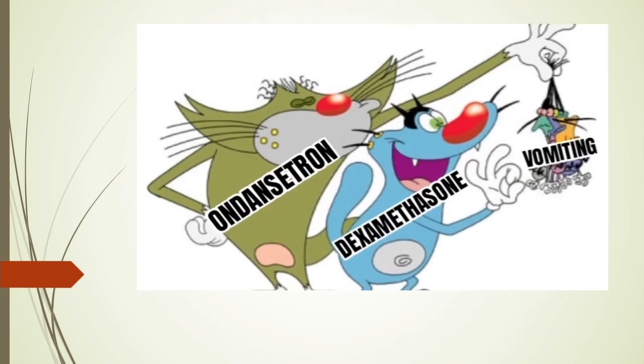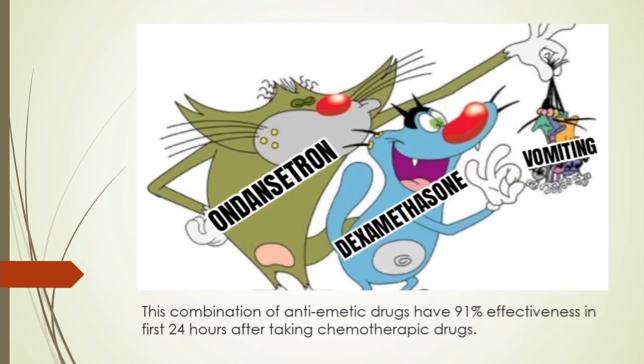Here, the best combination for vomiting is ondansetron and dexamethasone. These two drugs show 91% response as antiemetics after taking chemotherapeutic drugs in the first 24 hours. This is a very important combination.